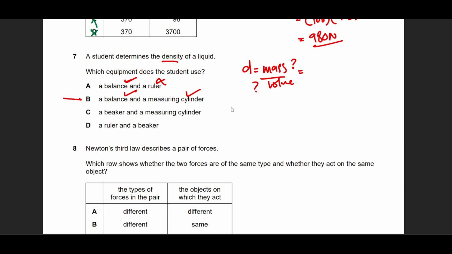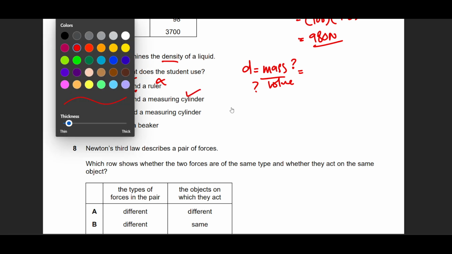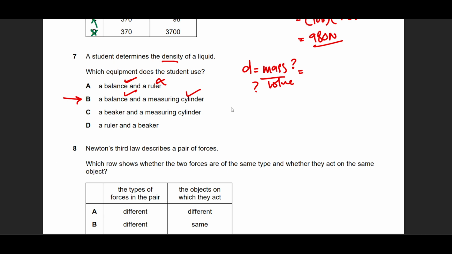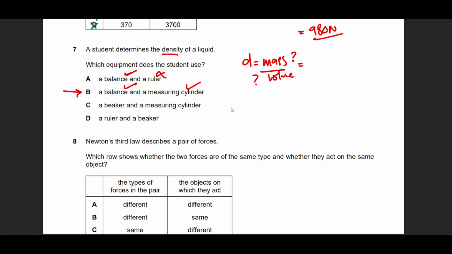So most likely the answer should be B, but let's move on with the rest of the options just to eliminate any doubts. So, beaker needed for volume. Yes, a measuring cylinder also tells me volume. So I have two equipments that do the same job. So again, this option is incorrect. A ruler does not do anything. A beaker measures volume. So the correct answer will be option B.